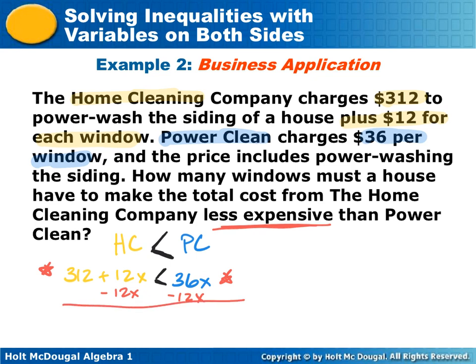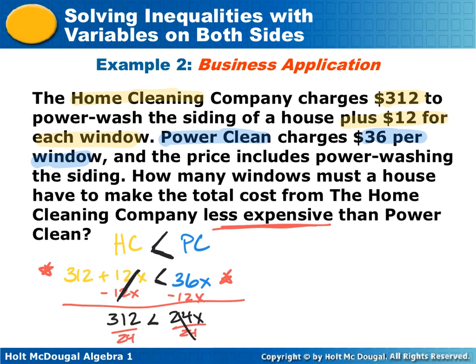Okay? Then, what does that mean is happening? Well, that means that will cancel. And I'm left with 312 is less than, 36 minus 12 is 24x. Okay? Then, to get x by itself, you need to divide by 24.